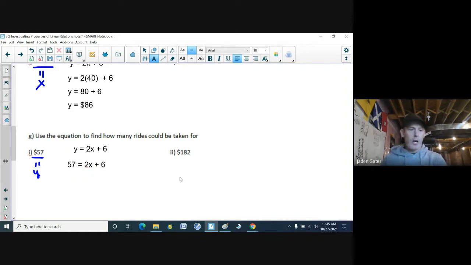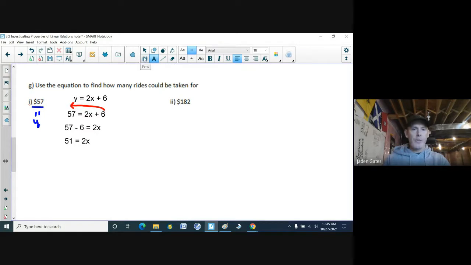All right, so, well, I do have to separate my terms here. So I'm going to get my numbers on one side, x is on the other. So I'm going to move this 6 over to the other side. And again, when it changes sides, it changes sign. So it's going to be a minus 6 is equal to 2x. All right, simplifying that, 57 minus 6 is 51 equals 2x. All right, so I've separated my variables and I've separated my terms and I've collected like terms.